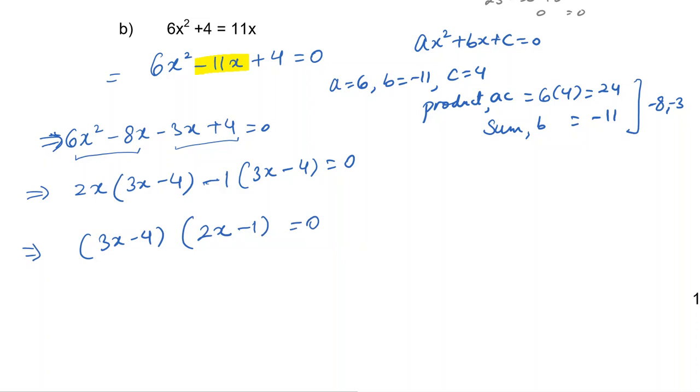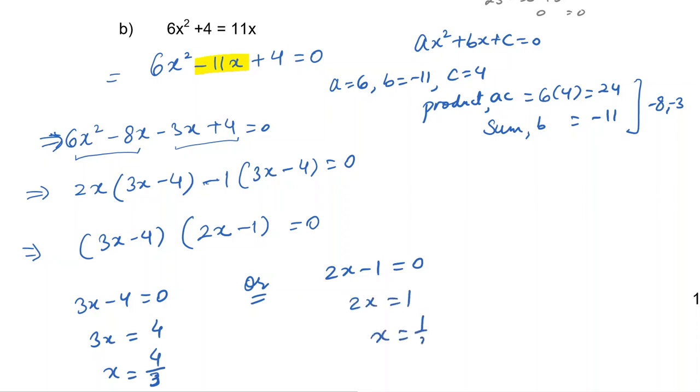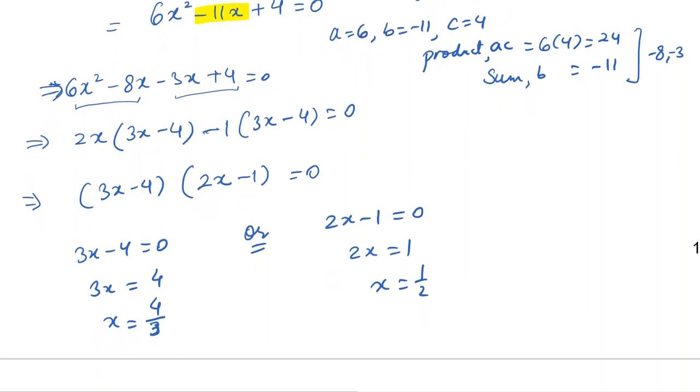So the product of these two factors is 0. It means either of them should be 0. Either 3x minus 4 is 0 or 2x minus 1 is 0. So 3x minus 4 is 0 means x is 4 over 3. Similarly, 2x minus 1 is 0 means 2x equals 1 and x equals half. In this case, we got the two solutions. So our solutions are x equals 4 over 3 or x equals half.